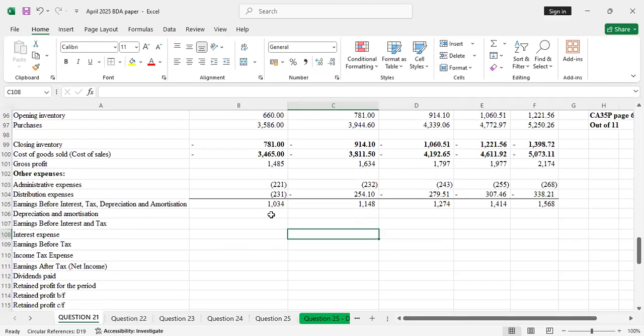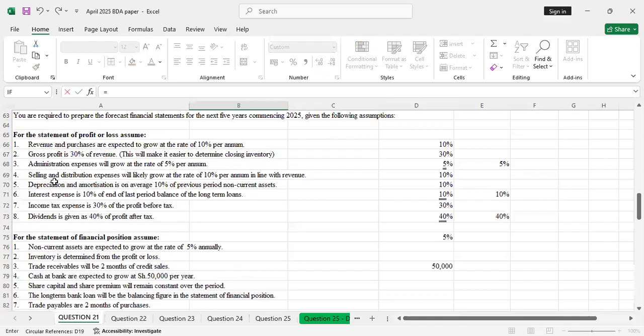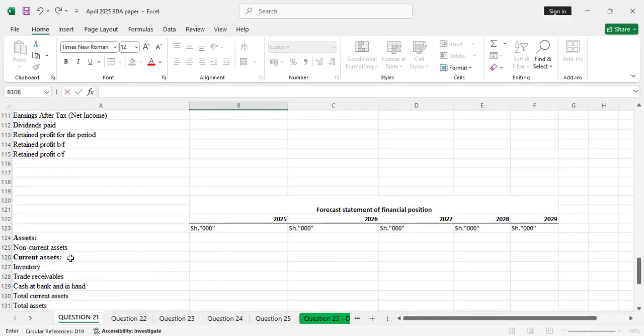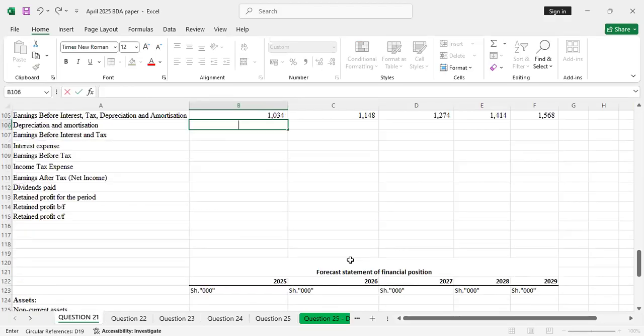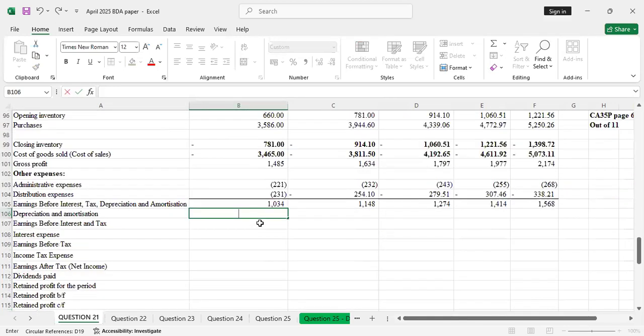Okay, so depreciation and amortization. We are told something about depreciation and amortization. So I'll say equals to, then I go to the assumptions. Depreciation, on average 10% of previous period non-current assets. So it's 10% of the previous period non-current assets. I can't go beyond that before. Now I'll have to come to this forecast so that we can go back there and be able to determine. So I can only do for 2025.